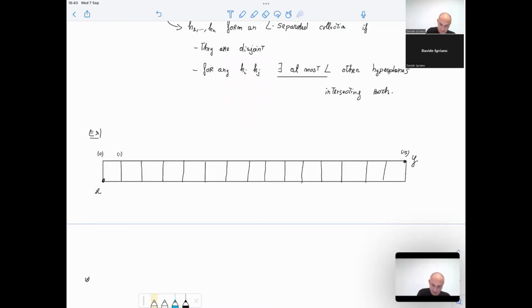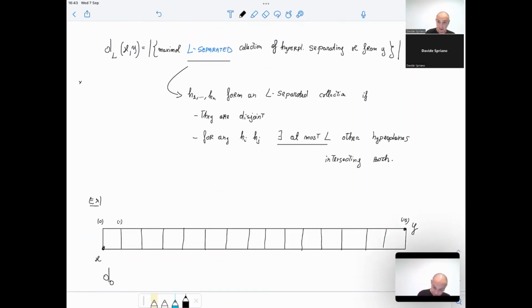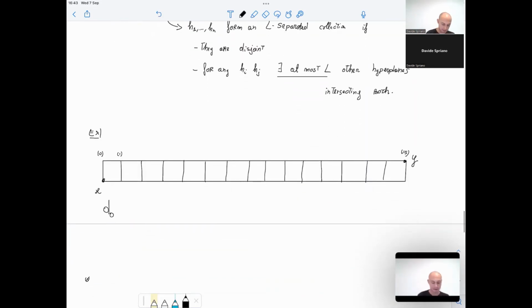Let's look at this CAT(0) cube complex that is just a strip, and let's take two points, x and y. If I take threshold L equal to 0, which is a very strong threshold, between x and y, I ask: how many zero-separated hyperplanes can I fit between x and y?